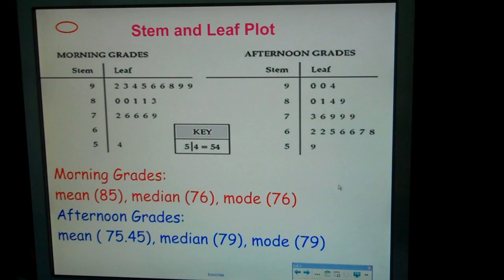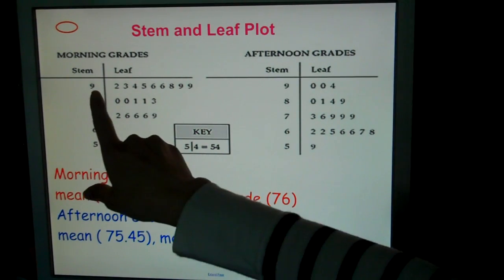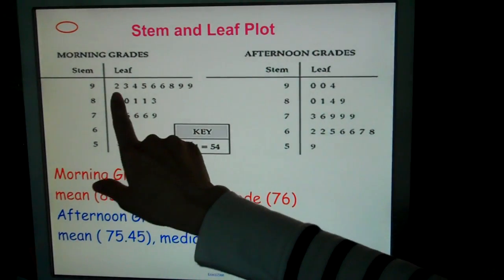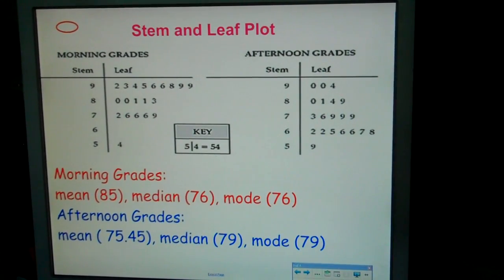Check your answers with mine. How'd they pan out? So the morning grades, the average was about a 55. The afternoon was a 75.45. You could ask a ton of questions. What was the impact that made the afternoon grades have a lower mean than the morning grades? I don't know. You could go all kinds of places with this. The big thing is pulling these numbers out. 92, 93, 94. Okay? Next one.